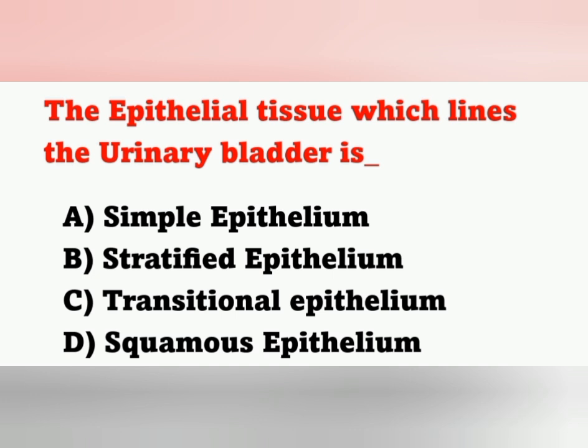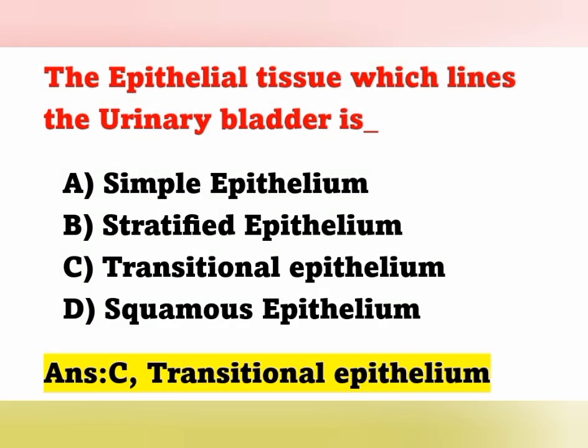And the next question, the epithelial tissue which lines the urinary bladder is. Option A simple epithelium, option B stratified epithelium, option C transitional epithelium, option D squamous epithelium. The epithelial tissue which lines the urinary bladder is transitional epithelium. Option C is the correct answer.